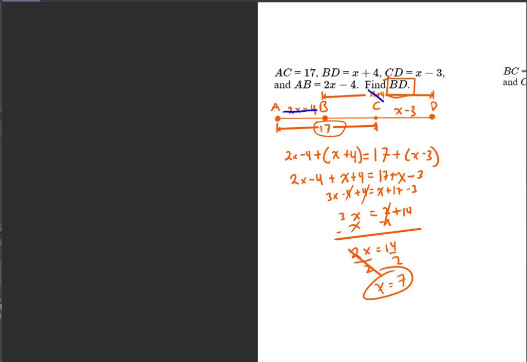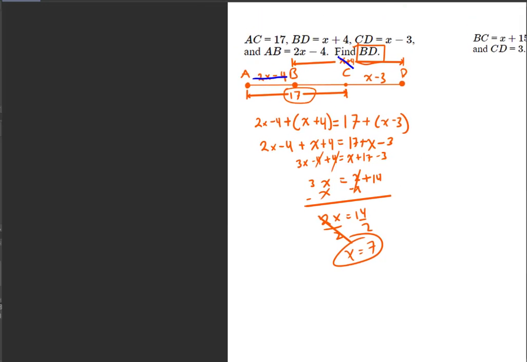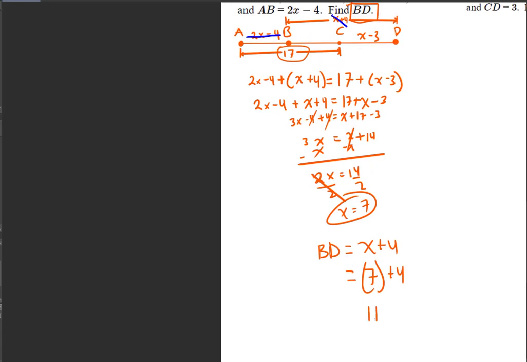The only reason we crossed it out was so we didn't use it again accidentally on the other side of the equation. So now that I know that BD is the amount I'm looking for, and I know what x is, I'm just going to put the amount BD. They said that BD, right, was equal to x plus 4. So now I'm just going to plug in for x, the 7. So I have 7 plus 4, which is equal to 11. So in other words, BD is equal to 11.